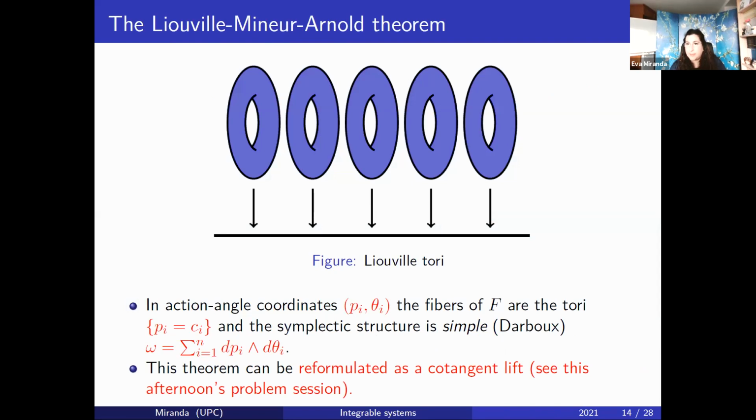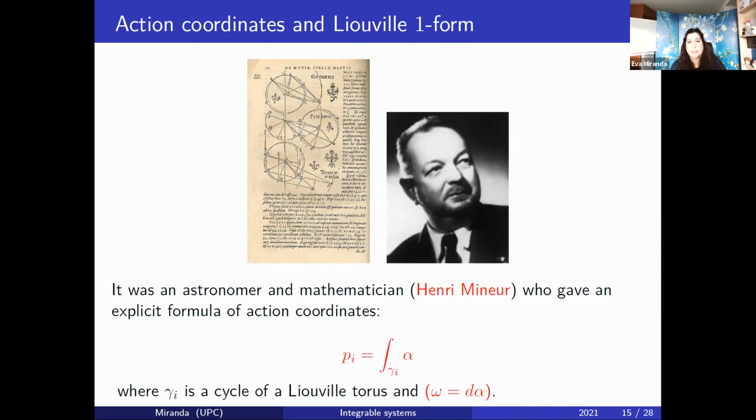Why? Because at the end of the day, the proof, well, here I was giving some ideas why we call Mineur, because Mineur was the first one to give the formulas of action coordinates, which look like this. Okay, you just take in a neighborhood of your torus, a Lagrangian torus. It's a Liouville torus, it's a Lagrangian torus. Therefore, in cohomology, it's 0. This means that in a neighborhood of a Lagrangian submanifold, your symplectic form is exact. Therefore, you can integrate the one form given by this exactness over the generators of the homology of the torus. And this gives you the formulas for the action coordinates.